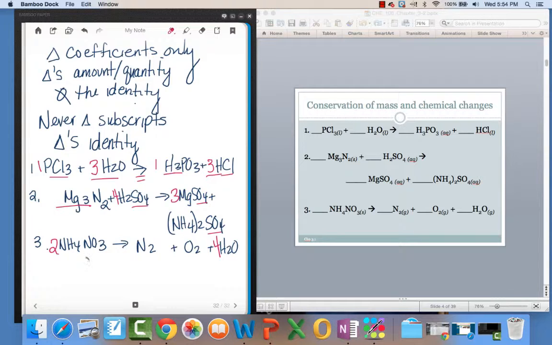I don't think I have to review this, but G, L, S, and AQ. These are the states of matter that you see written after each of the compounds. G for gas, L for liquid, S for solid, and AQ for aqueous, meaning with water. Later on, as we start to look at reactions, when you see an arrow with a triangle over it, it could be under it too, this means heat. So it means that heat was added to this reaction, probably as a catalyst.